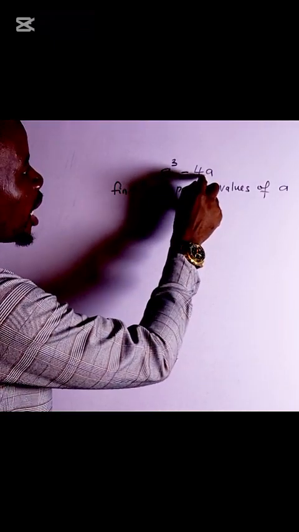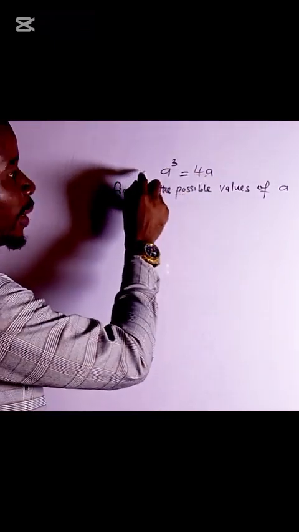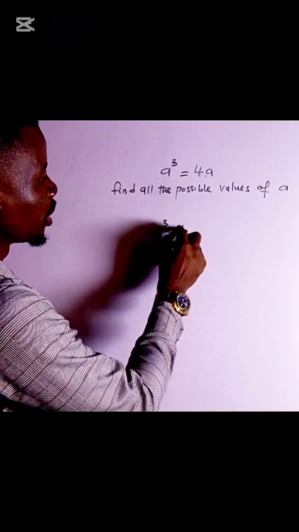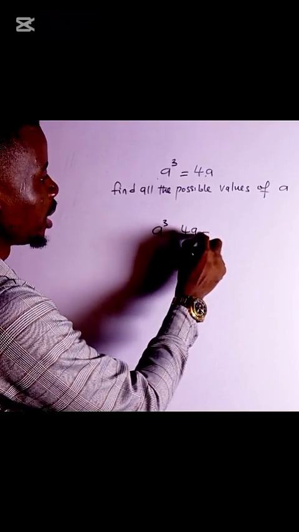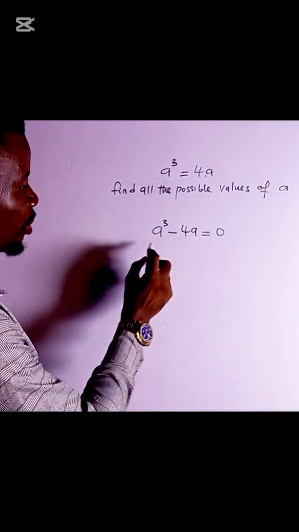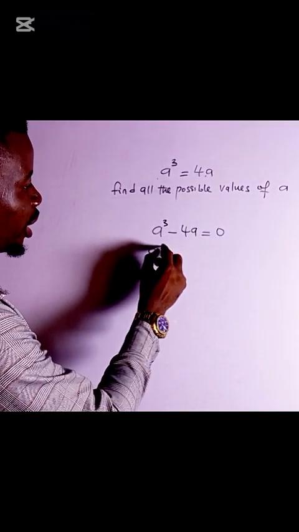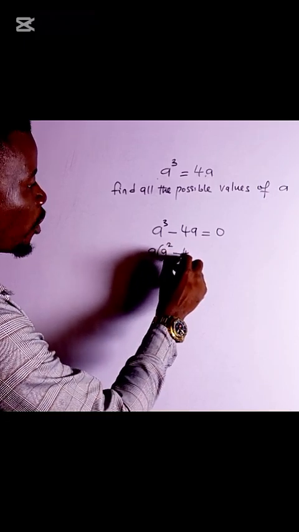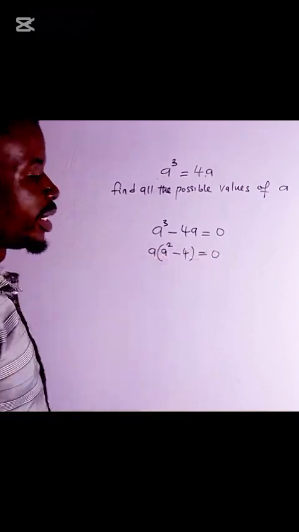You take this expression to the other side of the equation. So it becomes a cubed minus 4a is equal to what? 0. Now you can factorize. A is common, so you bring out your a. What will remain here is a squared minus 4 is equal to 0.